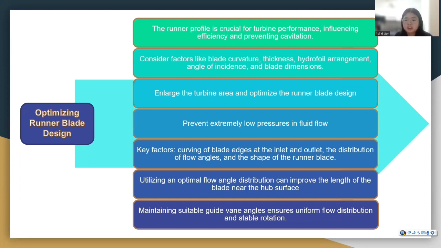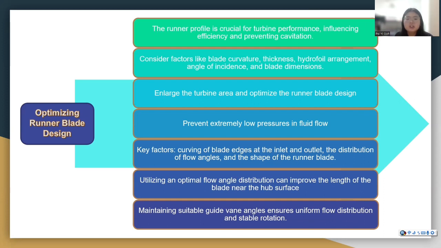To achieve optimal results, an analysis of pressure and velocity distribution is conducted. This analysis takes into account various factors including blade curvature, thickness, hydrofoil arrangements, angle of incidence, and blade dimensions. Enlarging the turbine area and optimizing the runner blade design is a crucial measure, particularly in preventing cavitation under non-standard conditions.